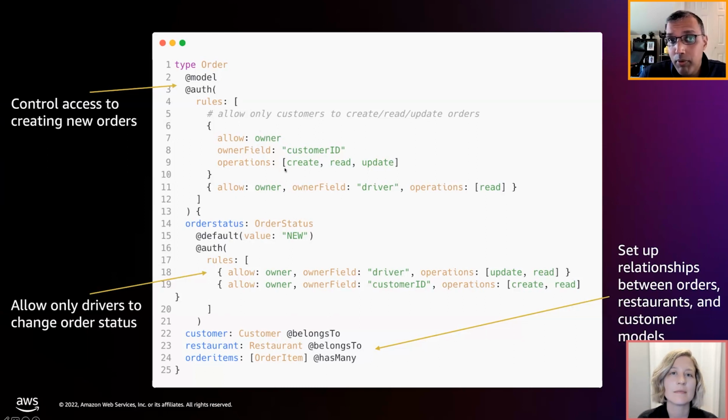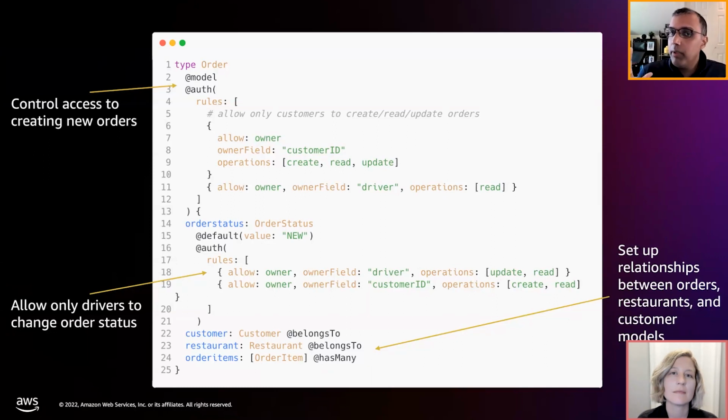And then I can even go one step further. I can go inside the order object to order status and give permissions that are specific to order status. So I can say the driver has the ability to update and read the order status, but they can't create the order status that's created initially by the customer themselves.